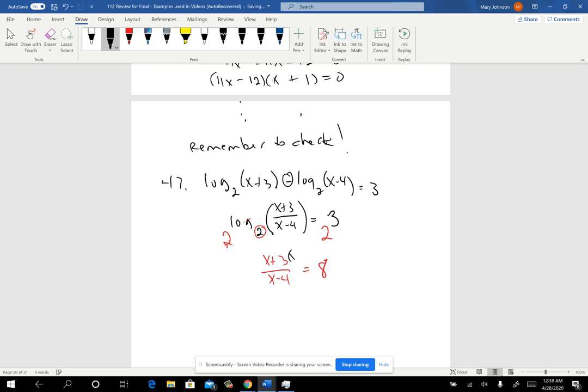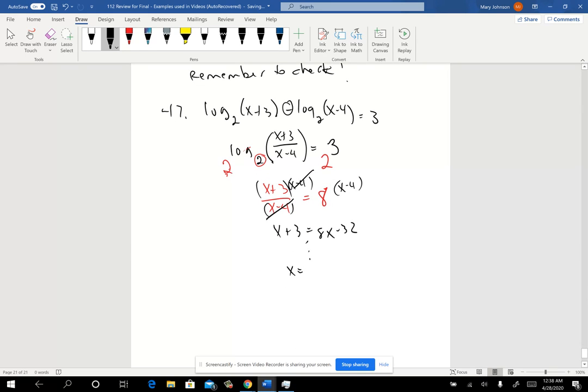All right, so now just go in and multiply by x minus 4 on both sides. So x plus 3 equals 8x minus 32. Keep going. It's a linear equation and see what your x is going to turn out to be. But remember to check it because sometimes you can have no solution. So it could happen. Okay.